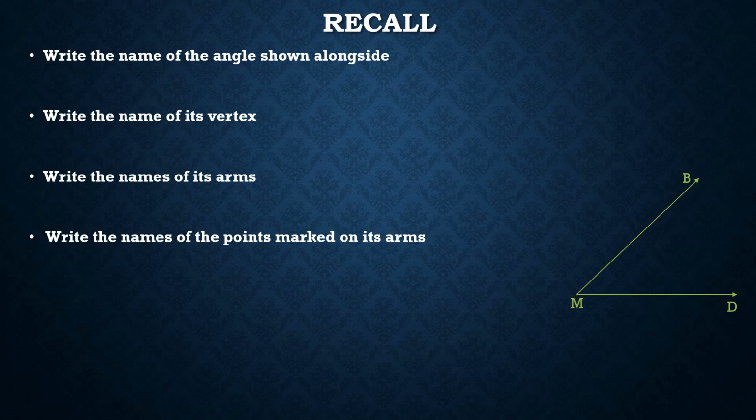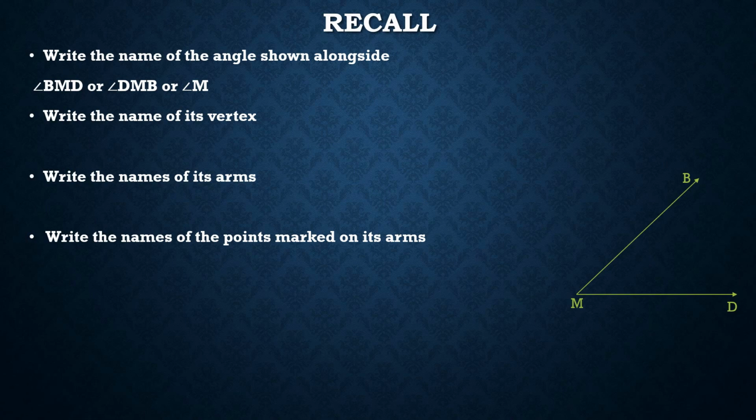We can see a figure over here. It is an angle. Write the name of the angle shown alongside. So we have to write the name of this angle. This angle can be named as angle BMD or angle DMB or angle M. So there are three ways to name one angle.